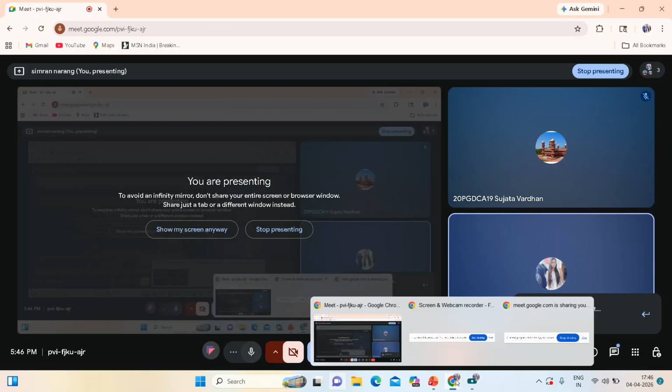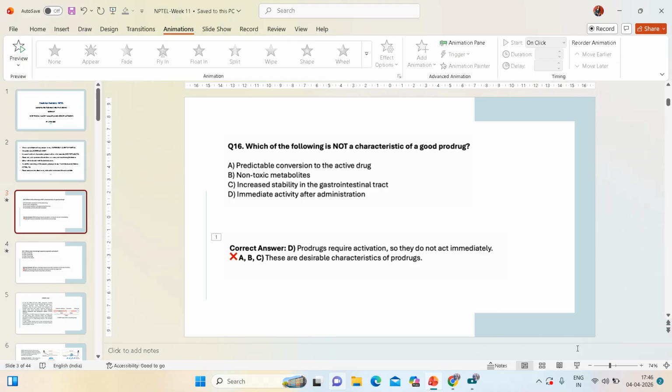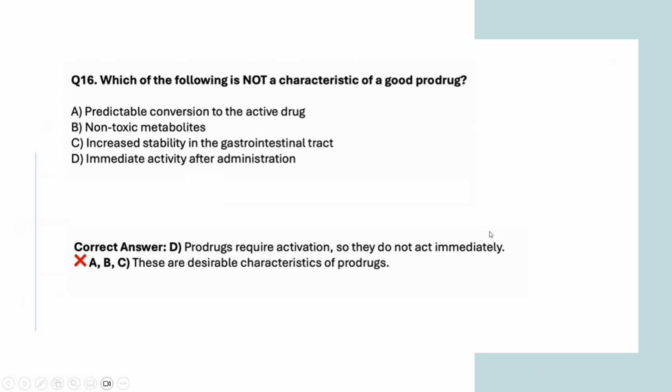D. So yes, the correct answer is D, because prodrugs require activation, so they do not act immediately. A prodrug is basically a biologically inactive compound which becomes active when it enters your body, right? So it requires some activation, and in the previous class we discussed how enzymes, like cytochrome P450, are responsible for activating these prodrugs. That enzyme activates the prodrug in the liver. So those things we have already discussed.